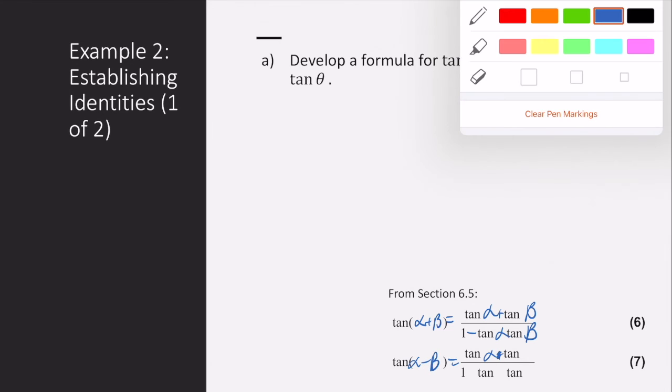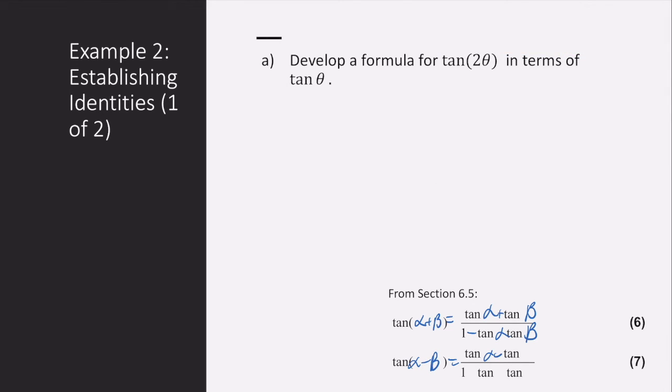Next, let's develop a formula for tan of 2 theta in terms of tan of theta. This doesn't use any new information to us, right? Remember from section 6.5 that if I have tan of alpha plus beta, that equals tan alpha plus tan beta over 1 minus tan alpha tan beta. And if I have tan of alpha minus beta, that equals tan alpha minus tan beta over 1 plus tan alpha tan beta.